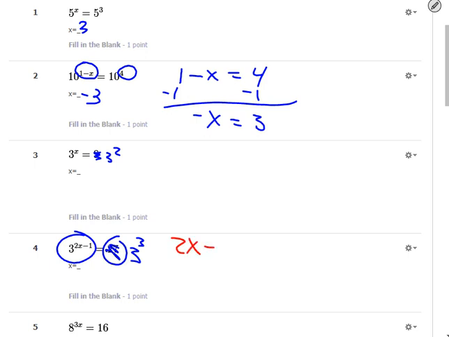I'll double check this one. 2x minus 1 is equal to 3. And then I'm going to add 1 to both sides. Yeah, you're right. This one doesn't come out to a fraction. And then it's just x equals 2. There's a fraction coming, though.